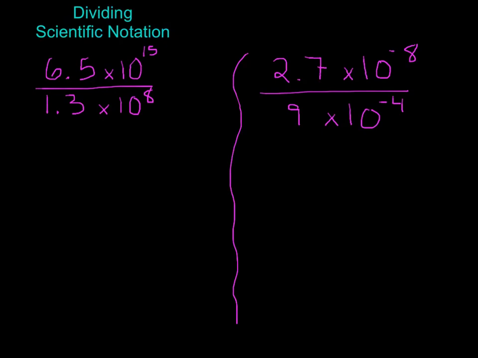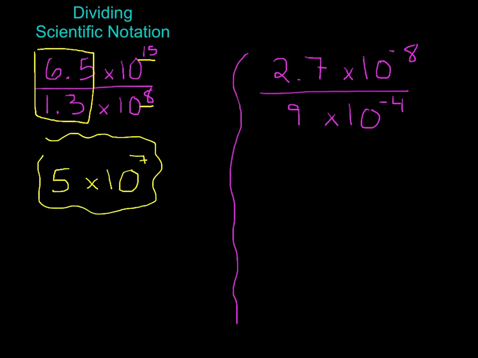Alright, so here is our last set of examples, and we are dividing numbers that are both written in scientific notation. So, what we can do, our front numbers, they're just regular numbers that we can divide. 6.5 divided by 1.3 is 5, and then times 10. Now, when you're dividing powers with the same base, the property says you subtract your exponents. So 15 minus 8 is 7. And this is actually already written in proper scientific notation, so we're done.